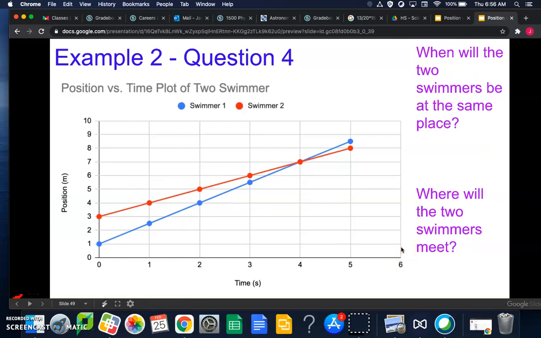Okay, when will the 2 swimmers be at the same place? So again, we're going to circle the intersection where the 2 graphs cross each other. So the first question is, when will they be at the same place? So we're looking for a time here. We're going to follow it down to this axis. Looks like the time is going to be 4. So 4 seconds. Where will the 2 swimmers meet? Okay, so then we're going to follow it over to the y-axis. Looks like that's going to be at 7 meters.